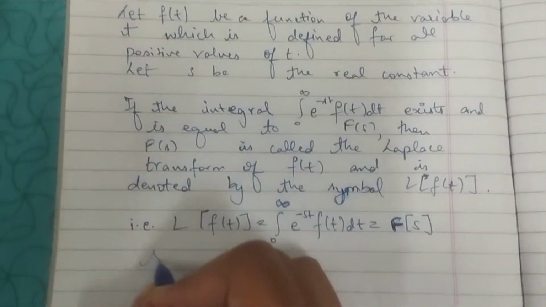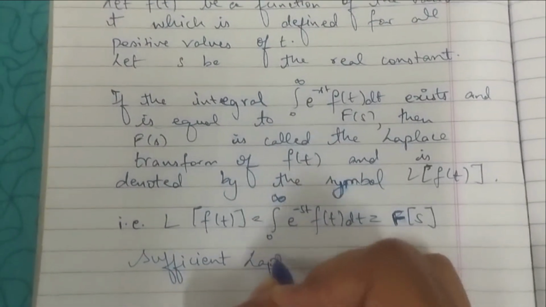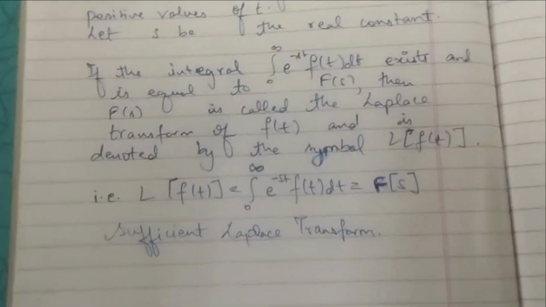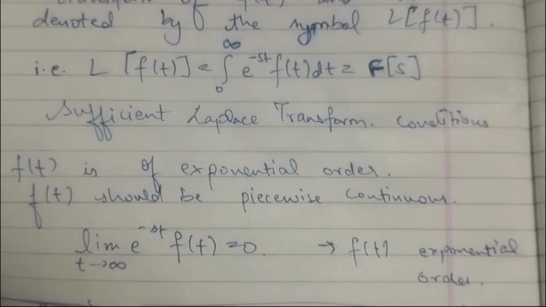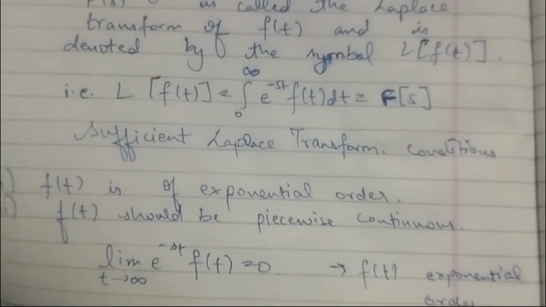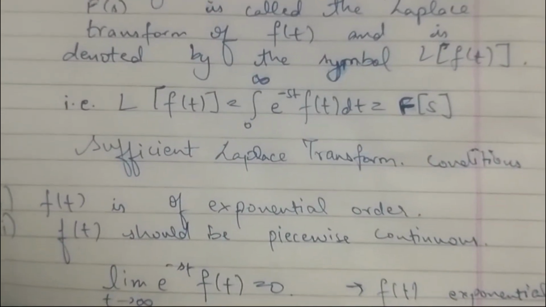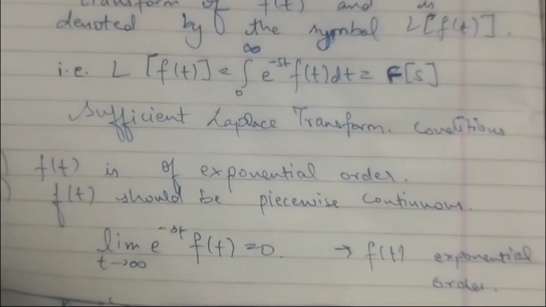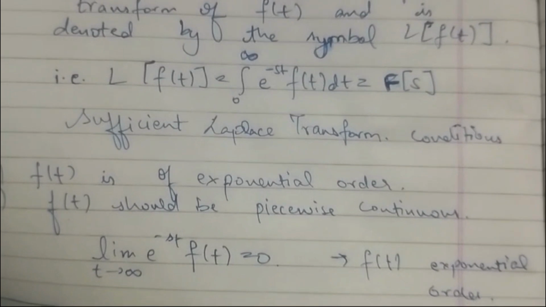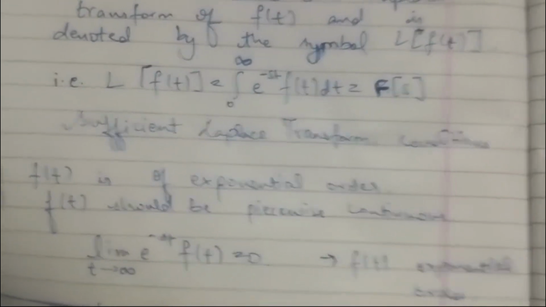So now there are two sufficient conditions for the existence of Laplace transform. The two conditions are that f of t, our function, should be of exponential order, and our function should also be a piecewise continuous function. f of t being of exponential order basically means that the limit, when t tends to infinity, of e to the power minus st f of t should be equal to 0. In such a case, we can call the function of exponential order.